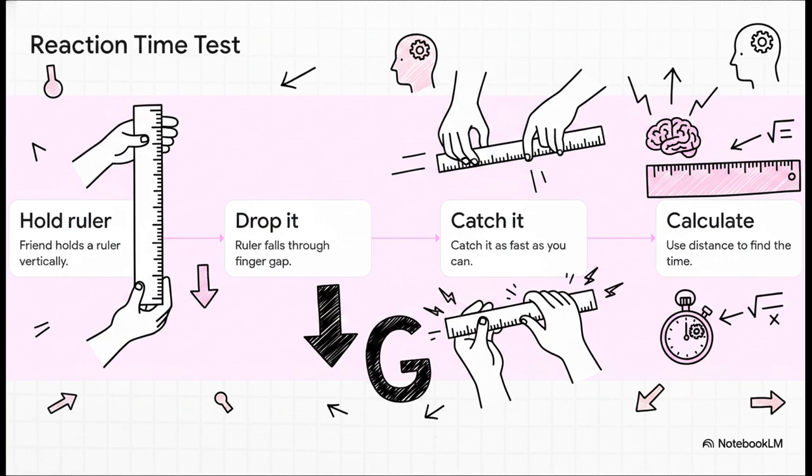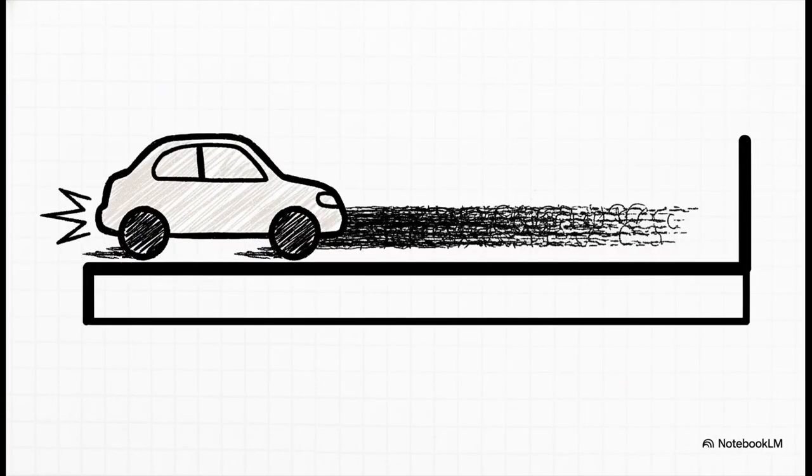Your friend drops it, gravity pulls it down at 9.8 meters per second squared, and depending on exactly where you pinch the ruler, we can use our kinematic equations to find out exactly how many fractions of a second it took your brain to tell your fingers to close. Pretty cool, right? Okay, so you finally hit the brakes. What happens next? The physical stopping distance of your car is dictated entirely by our third kinematic equation, and it's governed largely by your initial speed.